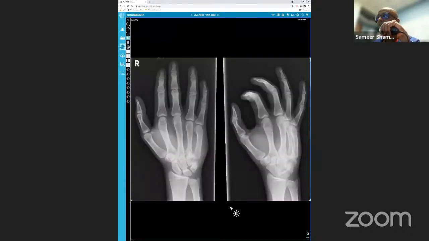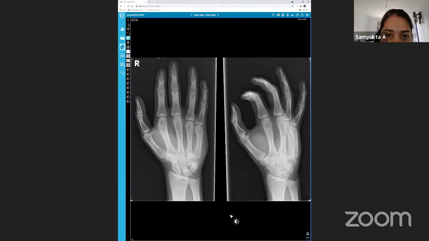This patient presented to A&E following a fall on an outstretched hand. Okay, this is... if you want to take control, just request remote control. I'm not sure how to do it on Zoom. Okay, I will give it to you. No problem. Sorry. Yeah, approved. Yeah, okay.